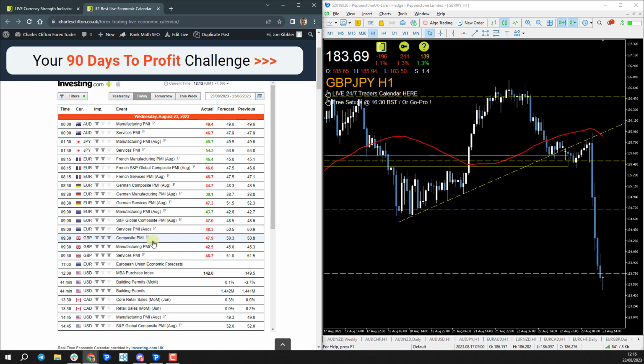So you can see here, for instance, for the UK, manufacturing PMI was meant to come in at 45, came in at 42.5. Services PMI, which is quite big for the UK, which was expected to come in at 51, so still above the 50 mark, which shows expansion, coming in at 48.7, showing significant contraction there.